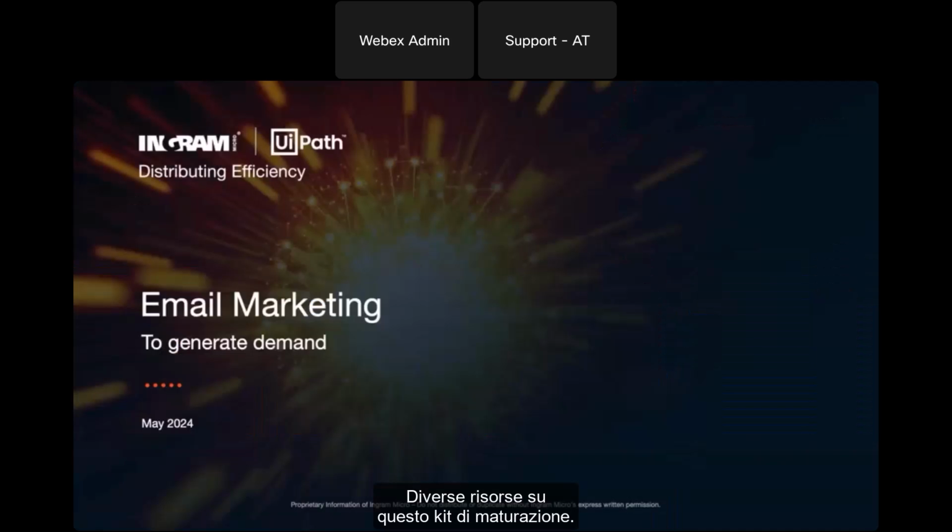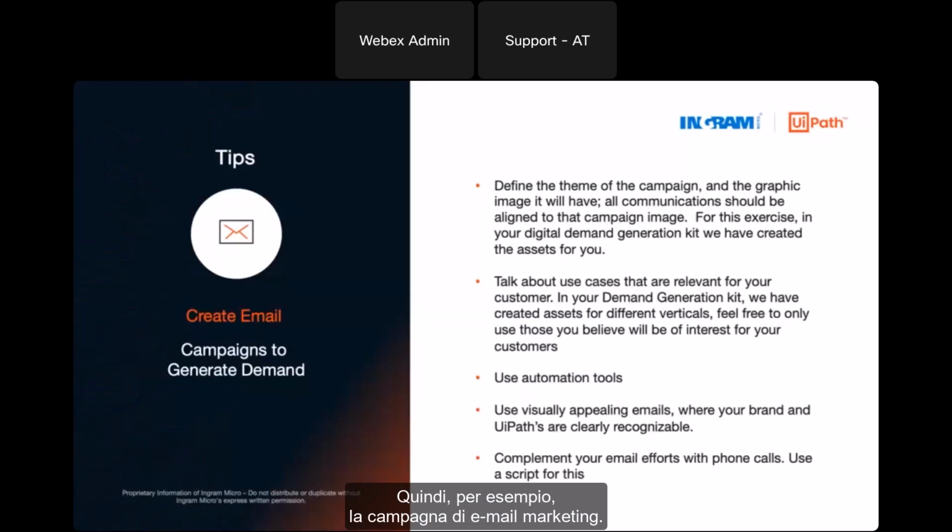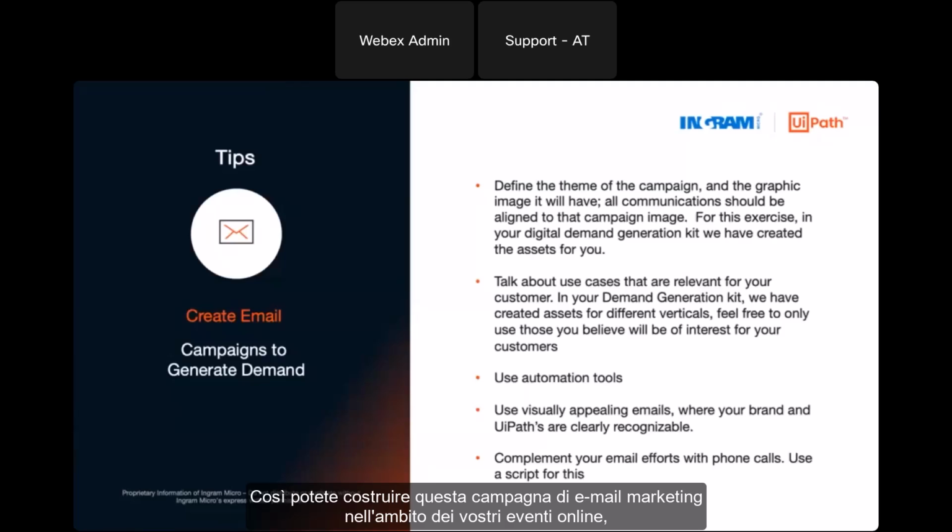Different assets on this demand generation kit. So for example, the email marketing campaign. You can build this email marketing as part of your online events, for example, that invitation, the follow-up, but you can also build an email marketing strategy that's going to be very specific for some customers, for your contacts, or very specific around a topic, right?